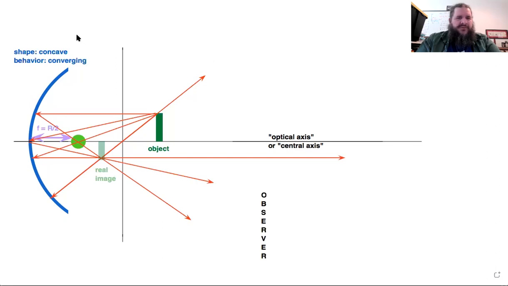And we can actually throw in some numbers here as well, some mathematics. The distances we're going to be caring about are the distance between the, and again, we're measuring these all from the mirror itself. Distance from the mirror to the object, we're going to call O, the object distance. And then the distance from the mirror to the image, we're going to call I, the image distance. So these are all measured from the surface of the mirror itself.